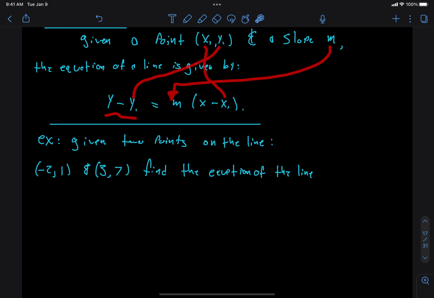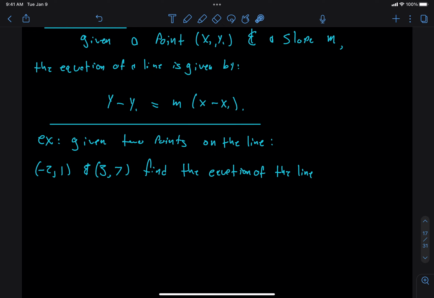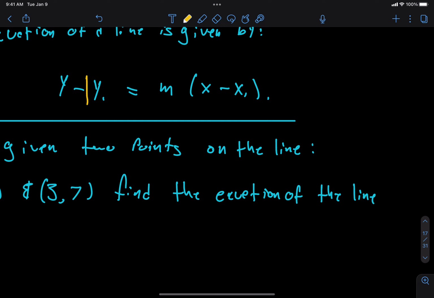So one thing that I think is really confusing when you first see this kind of expression is to understand the difference between what is a constant here and what is a variable. So let's label the constants. y1, x1, and what else? What's the other constant? The slope, m. So these are constants.